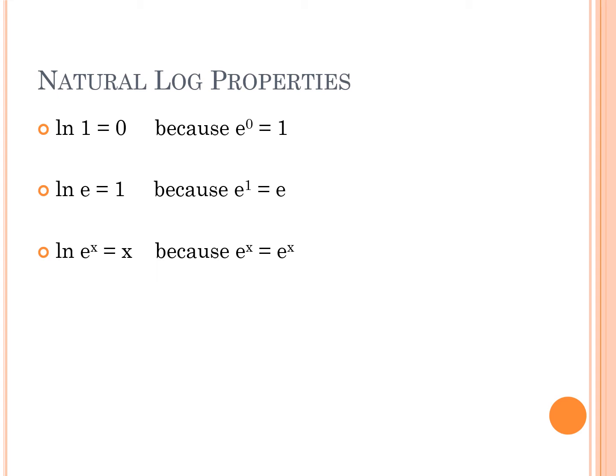Very similar to what we've been seeing. Anytime you're taking the log of 1, no matter the base, it's going to equal 0. For the second one, anytime the base and what you're taking the log of match, in this case e, it's going to equal 1. And for this last one, the base and what we're taking the log of match, it's being raised to an exponent, so it's going to equal x.